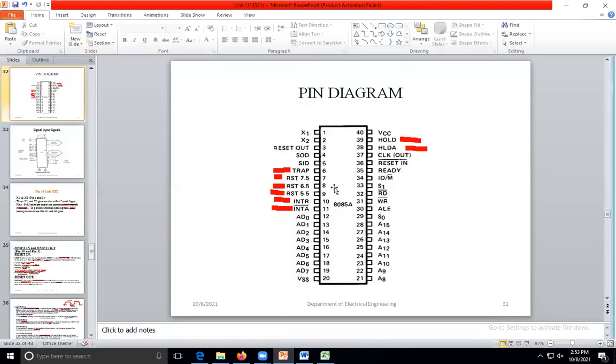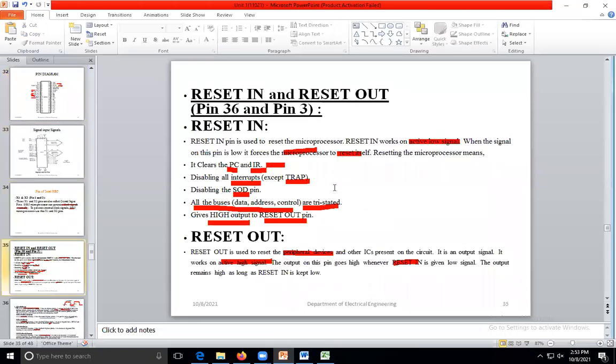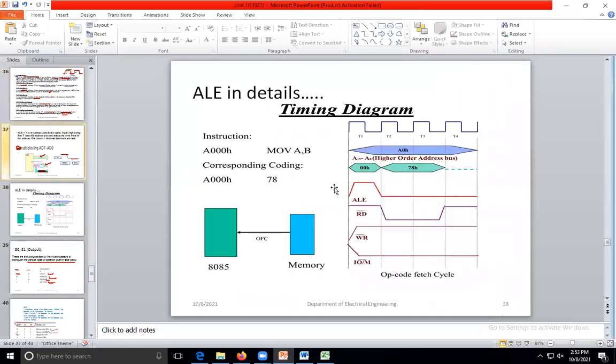Okay, so this is the pin diagram of our 8085. All 40 pins I see there. Next we are discussing the timing diagram.